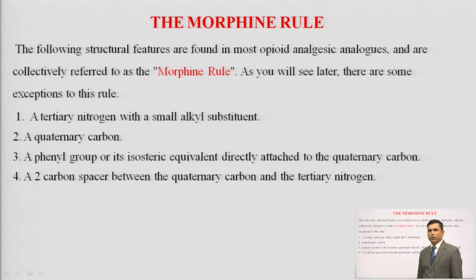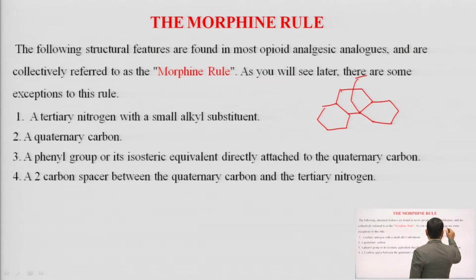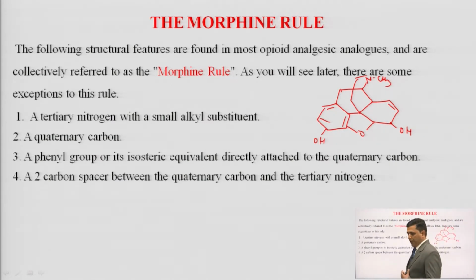Before starting the remaining part of the narcotic analgesics, first we have to discuss the morphine rule. As we know the structure of morphine, there is a rule with some specific points, that is called the morphine rule. This is the structure of morphine.